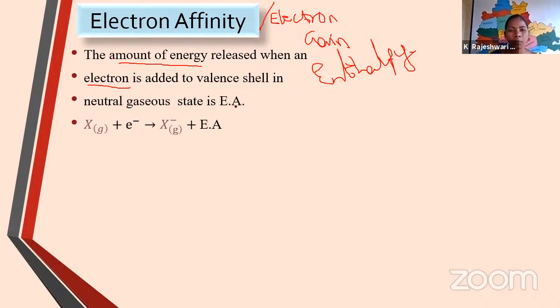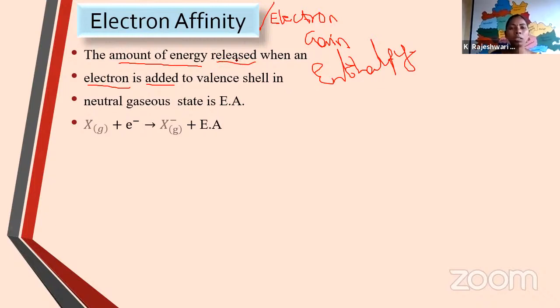Recollect ionization energy: what is ionization energy? The minimum amount of energy required to remove the electron. But here we are adding the electron. This is totally opposite to ionization energy. Here the amount of energy is released, there the amount of energy is needed. Here it is released, there it is absorbed. Understand the difference here.